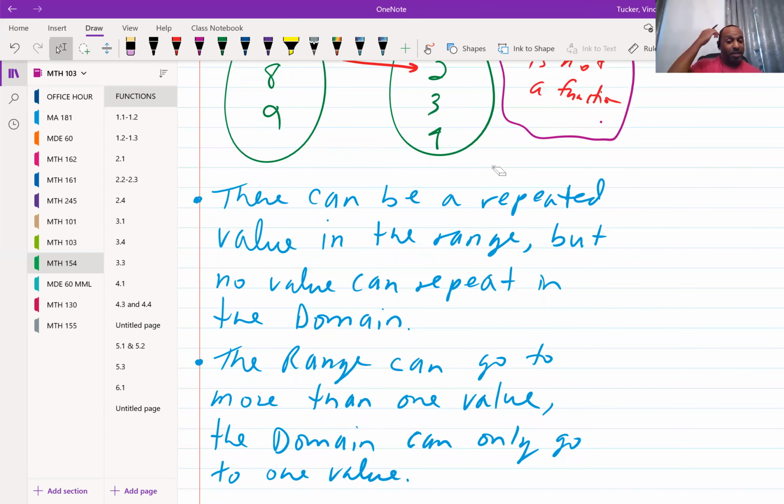And then maybe the other one may help as well. Whatever works. So I try to reword it, give you another statement. The range can go to more than one value, but the domain can only go to one value. So that's just another way of stating that.